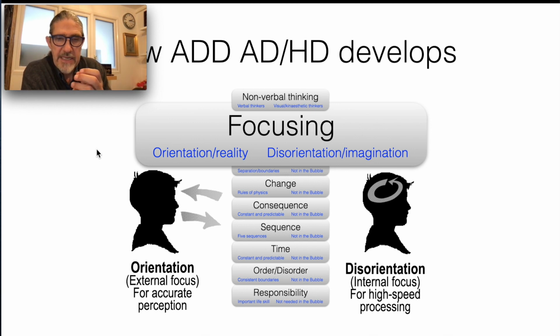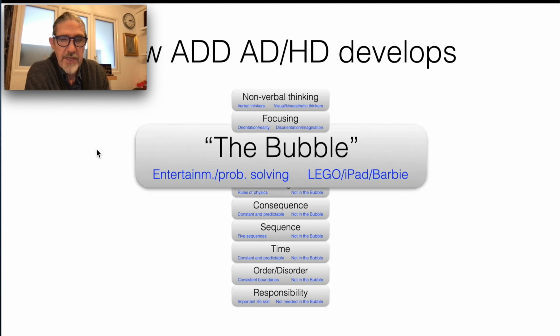And the interesting thing here is that while orientation or focus is critical for accurate perception, disorientation, which is losing focus, you could say, is critical for high-speed processing, because we're using this non-verbal thinking mode. So as you can see, orientation is good for perceiving reality. Disorientation is very good for imagination, creativity, problem solving, and so on. More efficient for that. The bubble is a word that a lot of parents of ADHD people recognize. It's when the child or the ADD person is kind of lost in their own thought. Daydreaming, we could call it as well. It's used for entertainment, as in daydreaming, but it's also used for problem solving.